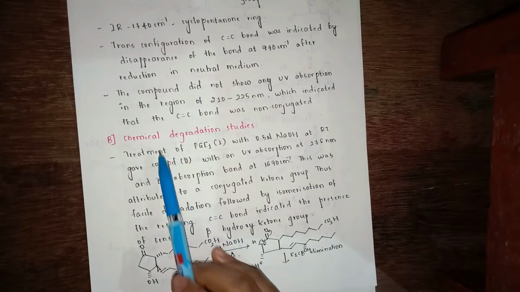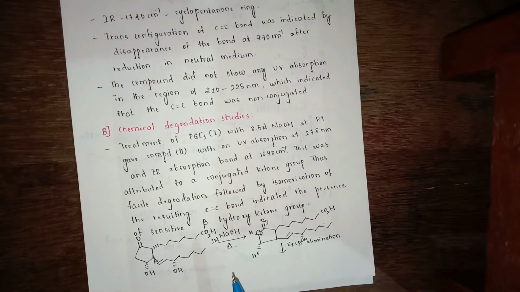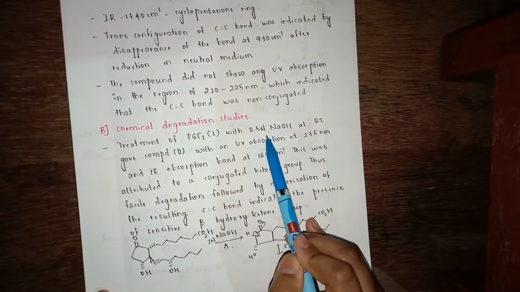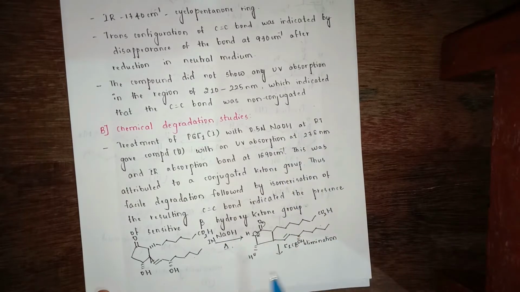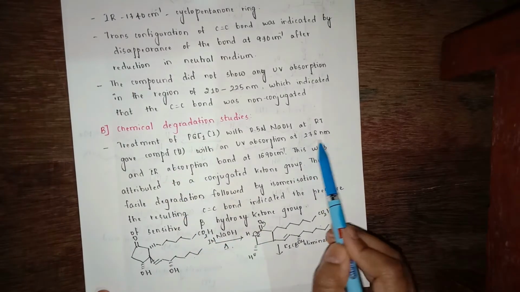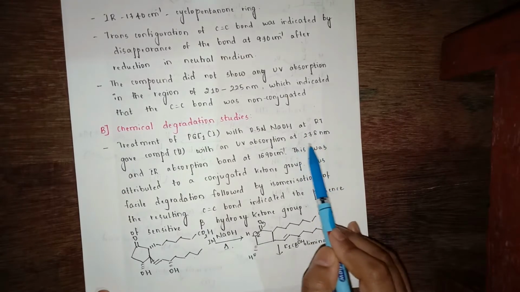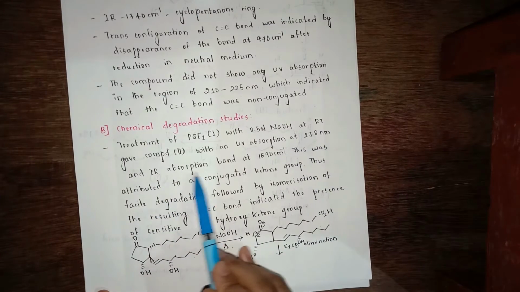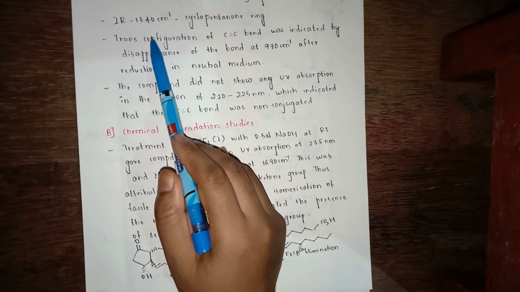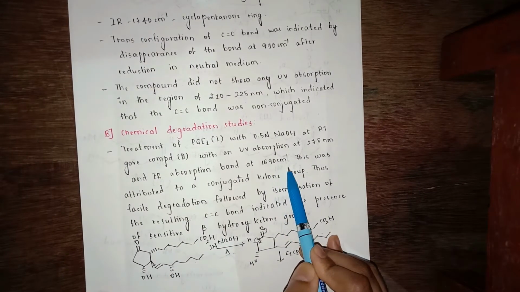The next system would be chemical degradation studies. In this, the first degradative study that we are trying to do would be to take PGE1 and react it with 0.5 N NaOH at room temperature, which is going to give me compound number 2. Now this compound number 2 has a characteristic UV absorption of 278. Now I need to account for what this 278 nanometer is, and an IR absorption which was earlier at 1740 but is now reduced to 1690 per centimeter.